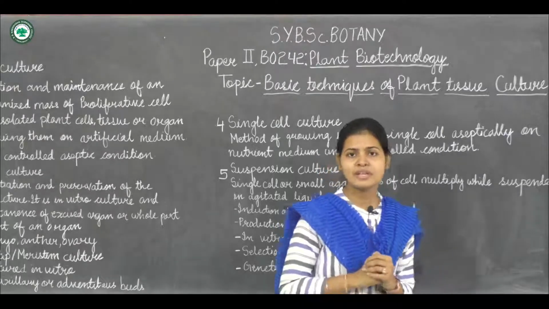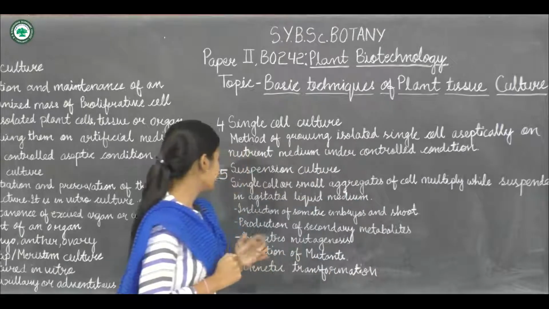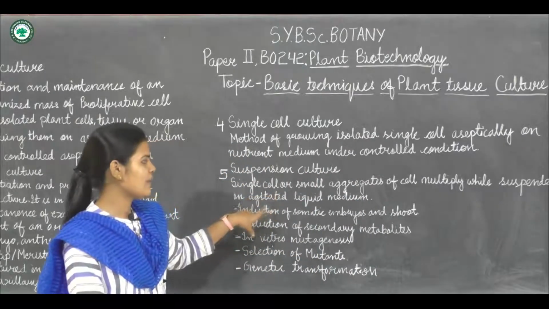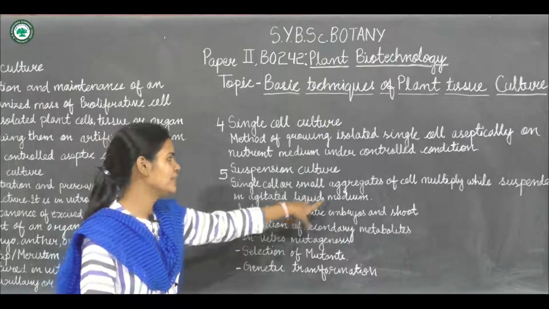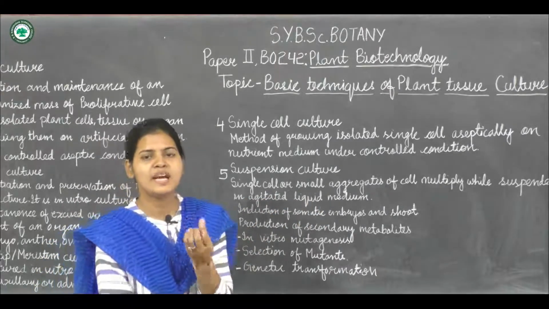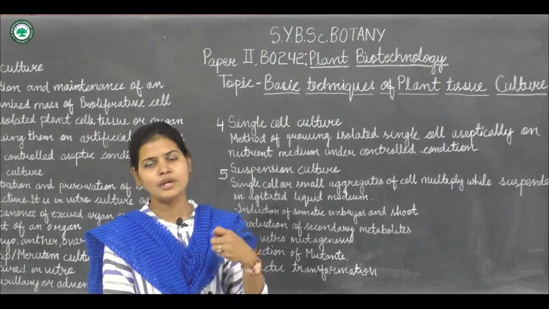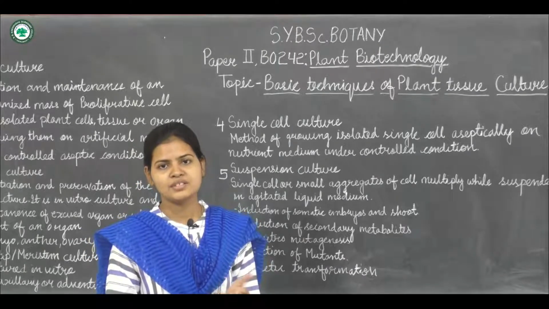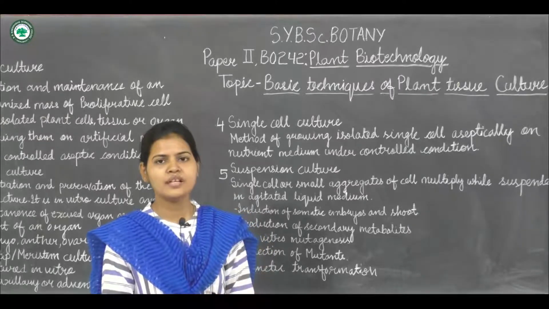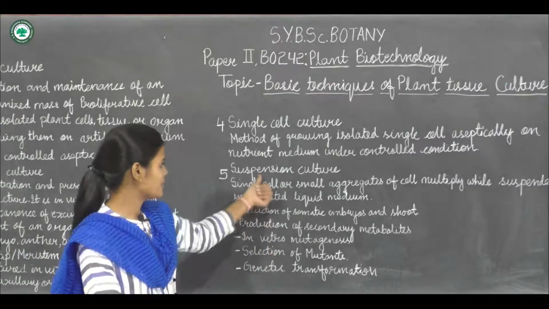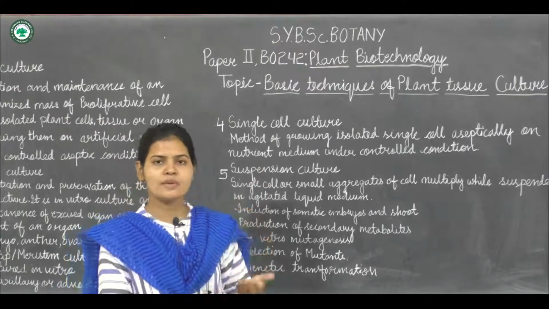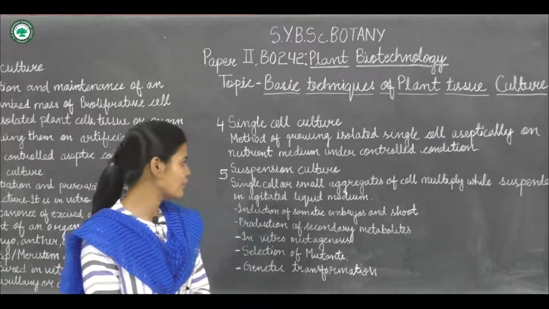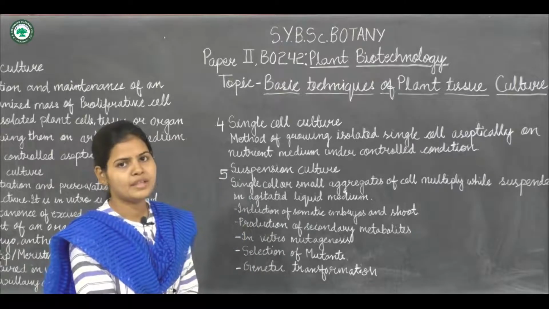In the case of suspension culture, a single cell or a group or aggregate of cells multiply suspended in an agitated liquid medium. The media will be somewhat semi-solid or suspension-like, so it is continuously moving. In that case, the aeration is good. So in suspension culture we can take a cell or a group of cells and allow it to grow under aseptic conditions.